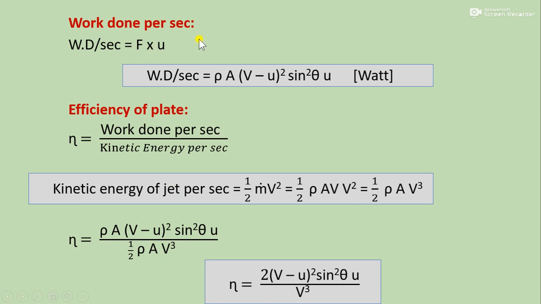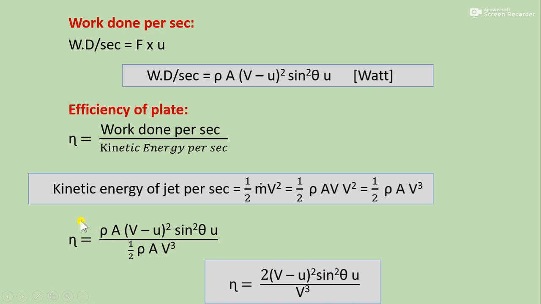Now work done per second, what is it? Force into plate velocity. So force is rho a (v minus u) square sin square theta into plate velocity u, power in watt. Efficiency of plate is what? Ratio of work done per second to kinetic energy per second.